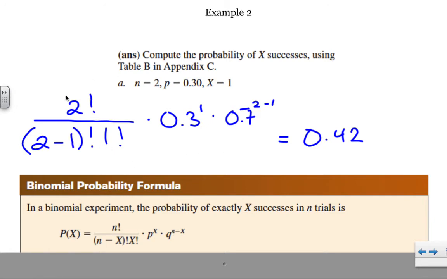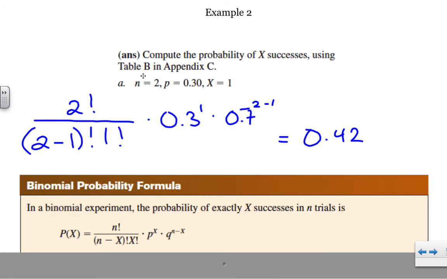So if I did it as a formula, 2 factorial is my n value, over 2 minus 1 factorial, where x is 1 success, times 1 factorial. And this factorial button, if you forgot, is in your calculator under the probability tab. Times 0.3 to the first power, because 1 is the number of successes I wanted, times 0.7 to the 2 minus 1, which is also 1. I would plug this all into my calculator, and I would end up with 0.42. So this is one way to do it.